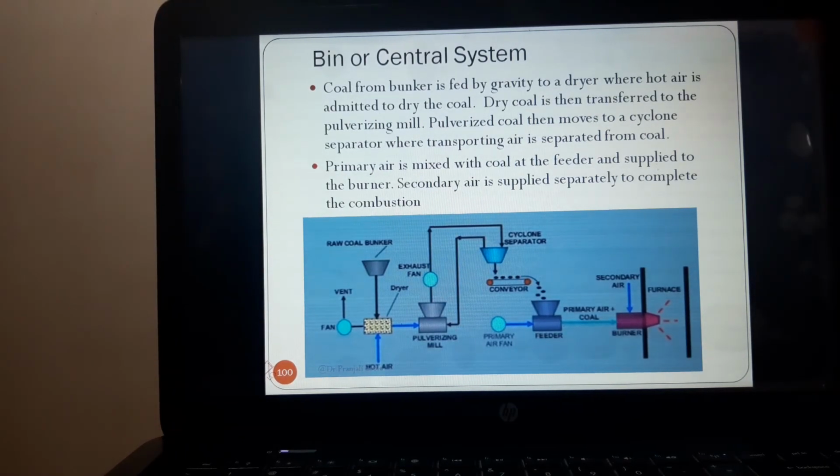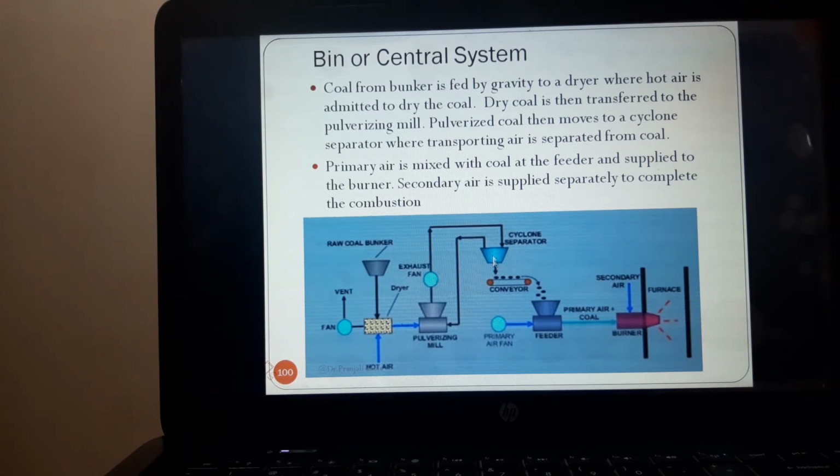Let us talk about the central system now. Central system is also called the bin system. Here the coal from the bunker is fed by gravity to a dryer where hot air is admitted to dry the coal. The dry coal is then transferred to the pulverizing mill. Pulverized coal then moves to a cyclone separator. Here you can see that there is a cyclone separator given. This pulverized coal moves to the cyclone separator where transporting air is separated from coal.